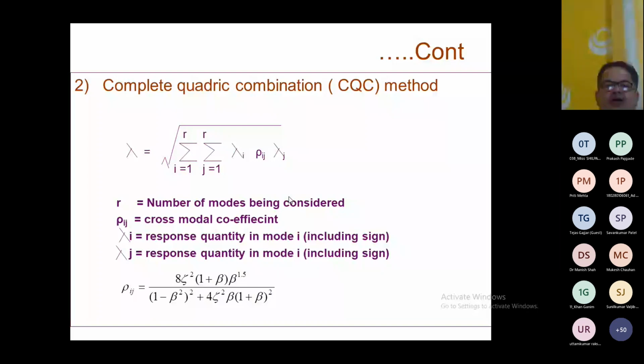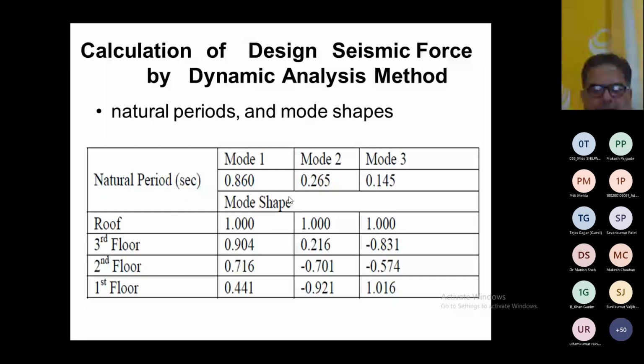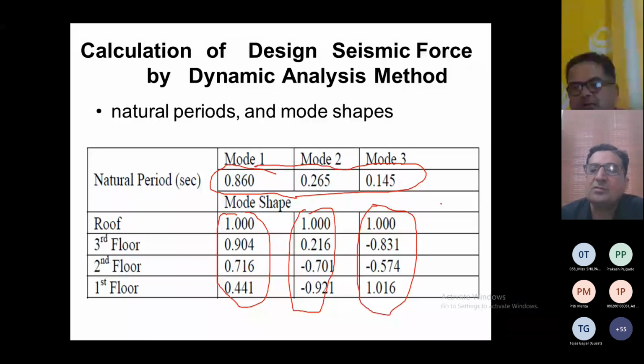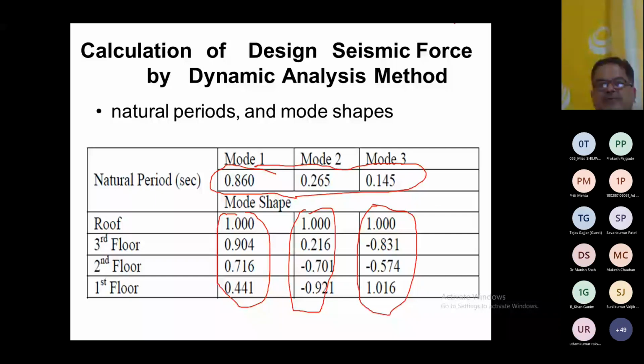Now this is the example. Again, here the natural period is given, and the mode shapes are also given. This is mode 1, this is mode 2, and this is mode 3. The same example we are taking. Remember what we considered for the static coefficient. The same example is taken here, but we are going for the dynamic analysis, right? So here we are performing the dynamic analysis.